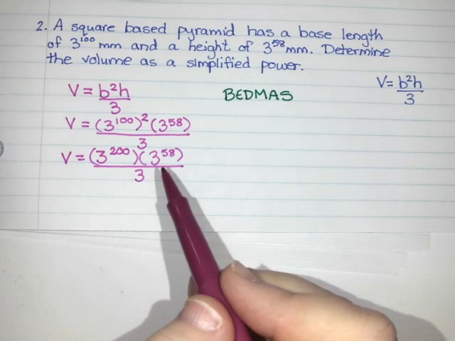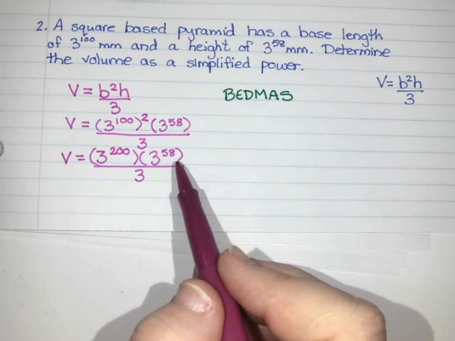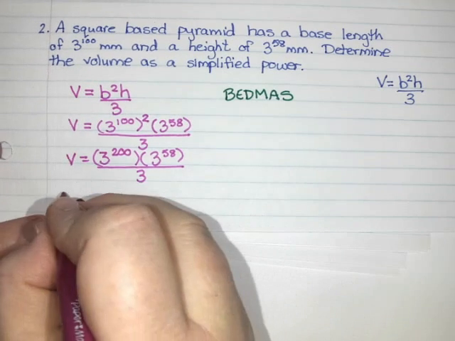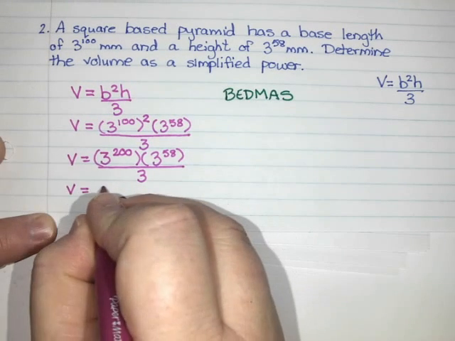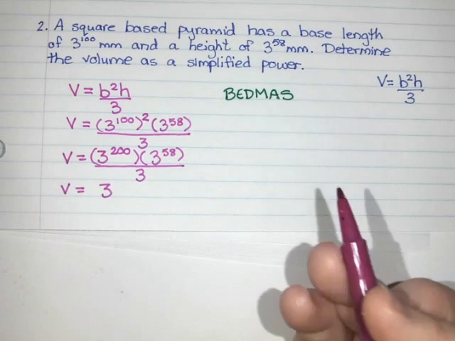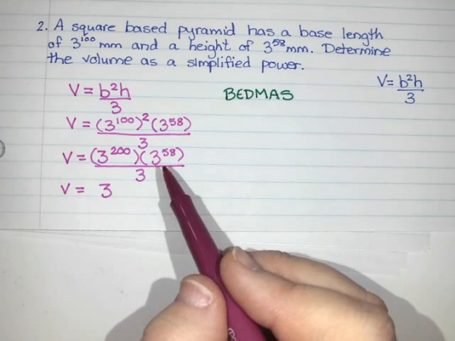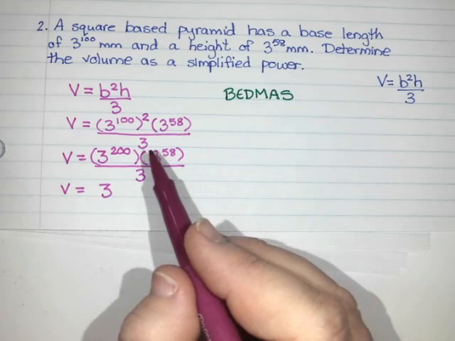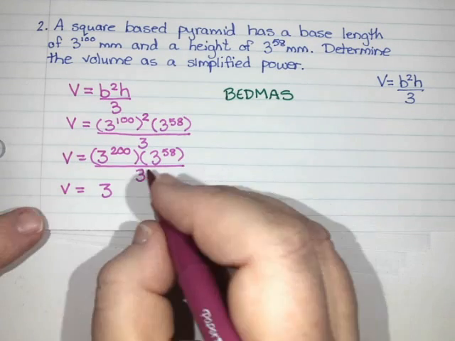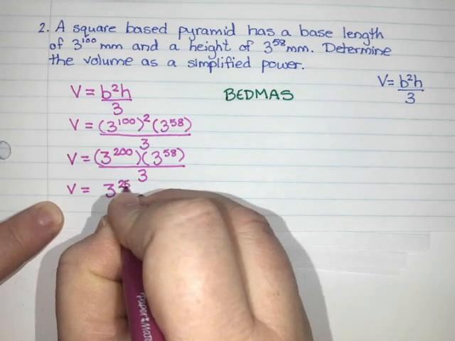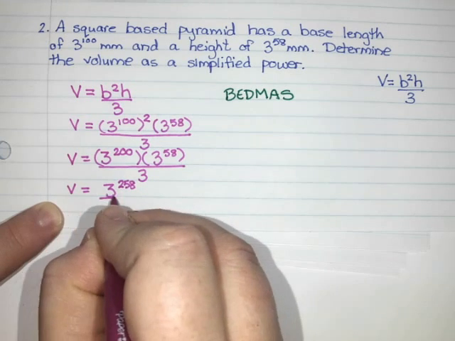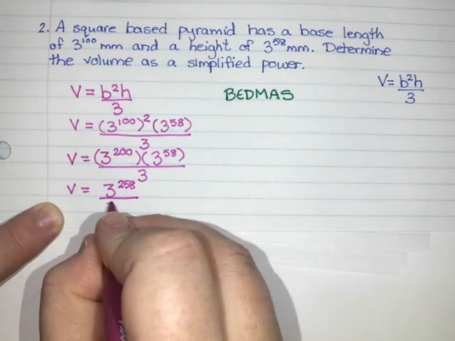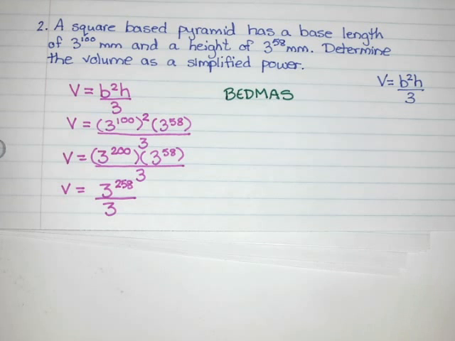3 to the power of 200 times 3 to the power of 58. When you multiply two things with the same base, you leave the base the same, so it stays at 3. And then we don't multiply when we multiply, we add our exponents. So 200 plus 58 is 258. So I have 3 to the power of 258 divided by 3 in the denominator.